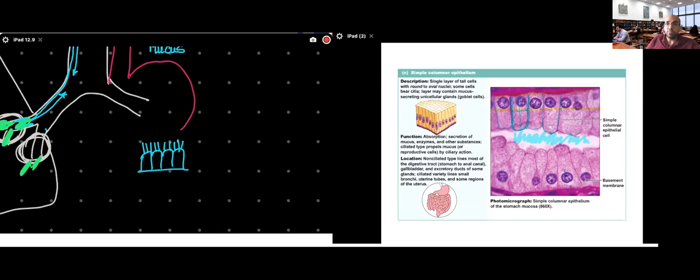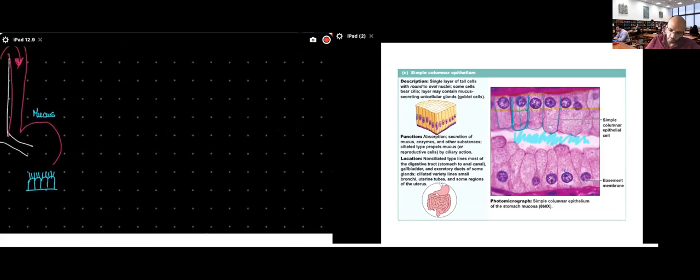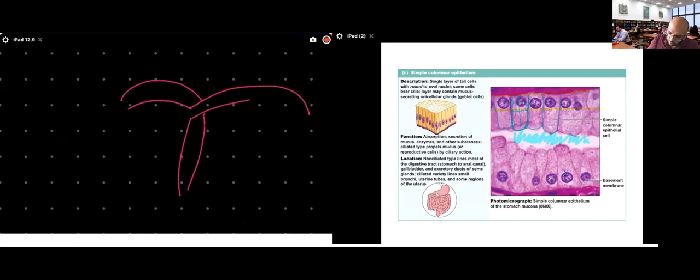Where else do you have simple columnar epithelium, which is ciliated? If we're looking on here, this is the uterus. And this is the fallopian tube or the uterine tube. And this here is the ovary.